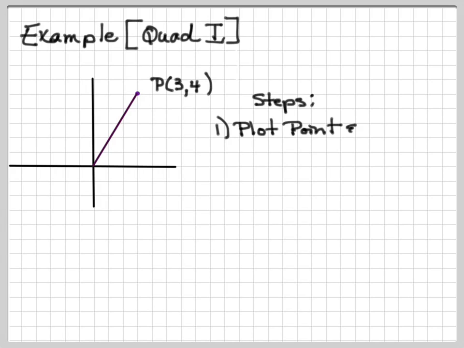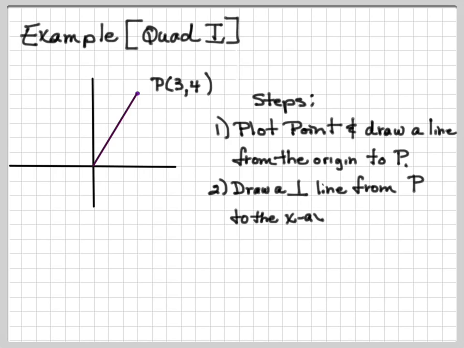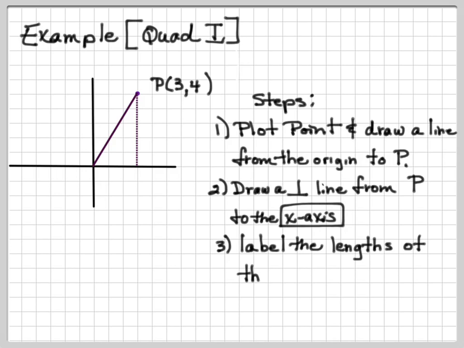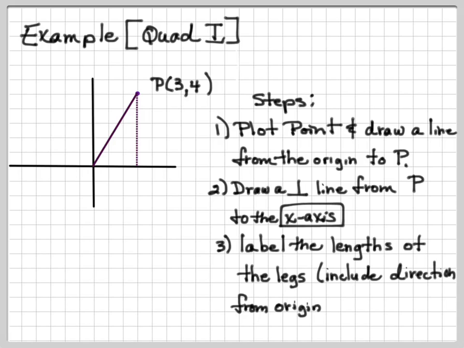First thing is plot the point and draw a line from the origin to that point P, which we've already done here. Next step is to draw a perpendicular line from P to the x-axis. You're always going to draw it to the x-axis, never to the y-axis. So there we have our perpendicular. And then we want to label the lengths of the legs and include direction from the origin. So this is going to be, there's my right angle. The x value is a positive 3, or 3 in the right facing direction. And our y is positive 4.